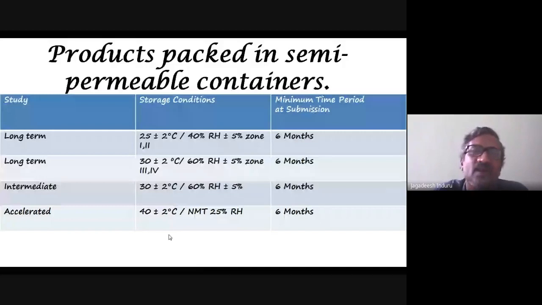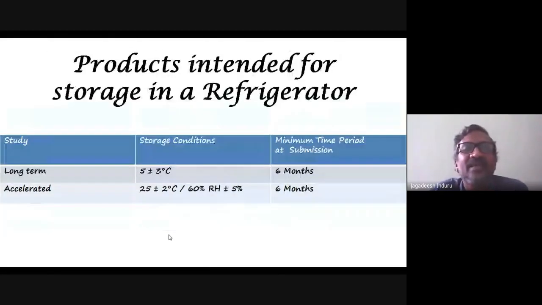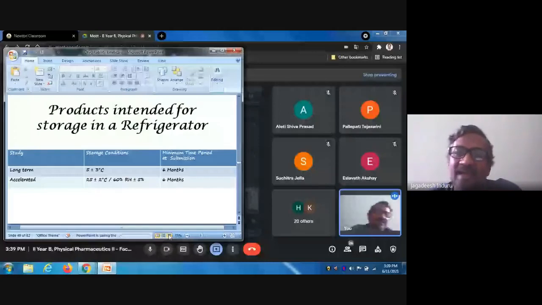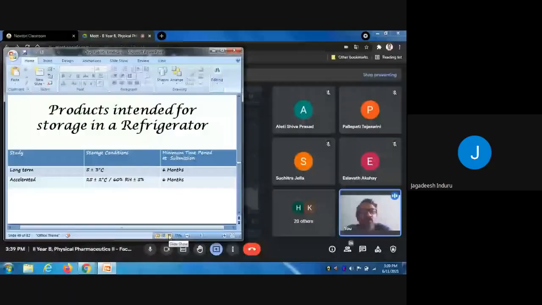For a product intended to be stored in the refrigerator, you may get the question: sir, I am having a COVID vaccine. The COVID vaccine we now suggest to use at 2 to 8 degree temperatures. If you ask me to use accelerated conditions for this COVID vaccine, whether Covishield or Covaxin, at 40 degrees centigrade it will get degraded. So how can I know my shelf life, and how can I say I have an expiry date for that? How can I study it?